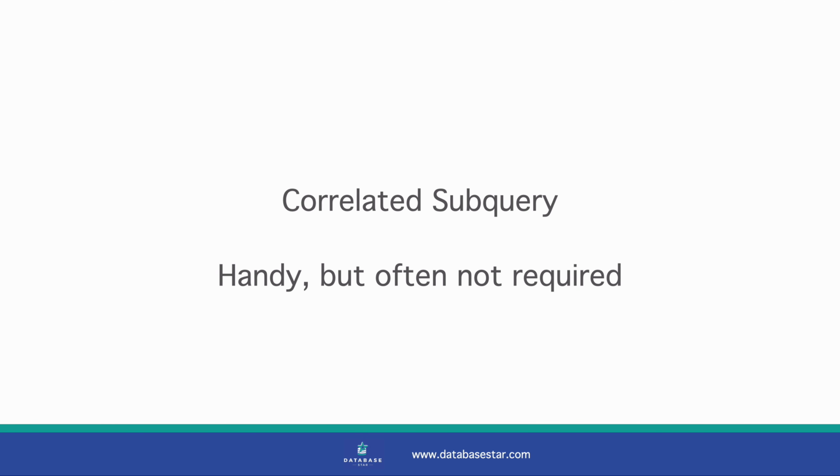Finally, a correlated subquery is a handy feature, but often not required. A correlated subquery is a subquery that refers to records in the outer row. It can often, but not always, be written using a join instead, and may perform better as a join. So if you use a query with a correlated subquery, it may perform worse than if it was written using a join. If it's possible to write it using a join instead, try that.